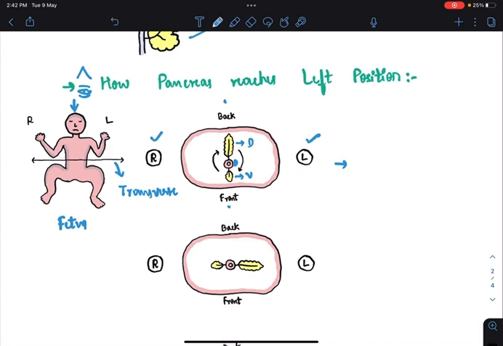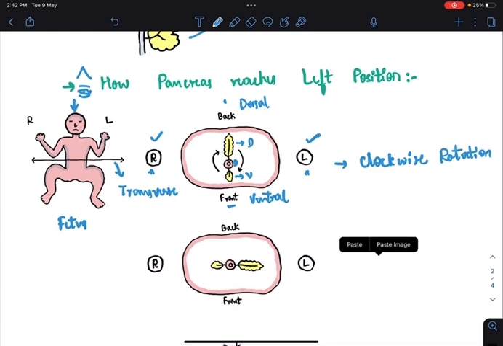So what happens is the duodenum rotates in clockwise rotation. See, this orientation is important. This is the left side, this is the right side, this is the back or dorsal side, this is the front or ventral side. Okay, so that is why we named them the ventral and dorsal pancreatic buds. So what happens now?